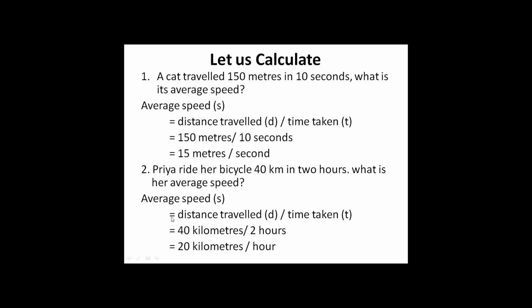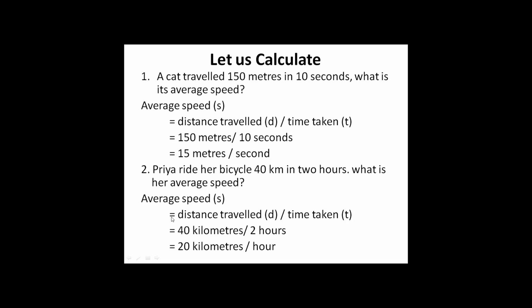Let us calculate. A cat traveled 150 meters in 10 seconds. What is its average speed? So we write the formula. Distance traveled is 150 meters divided by the time taken, which is 10 seconds. So you need to divide. The answer will be 15 meters per second.